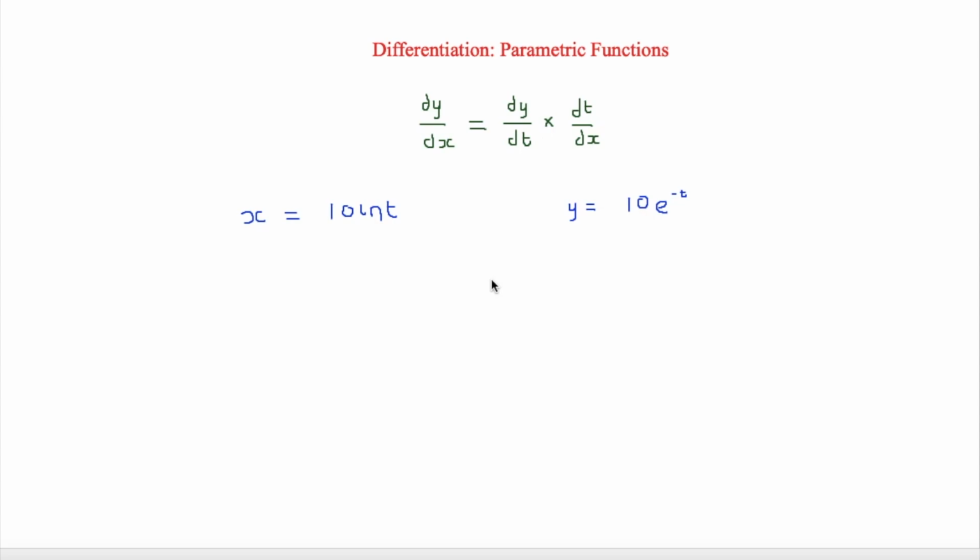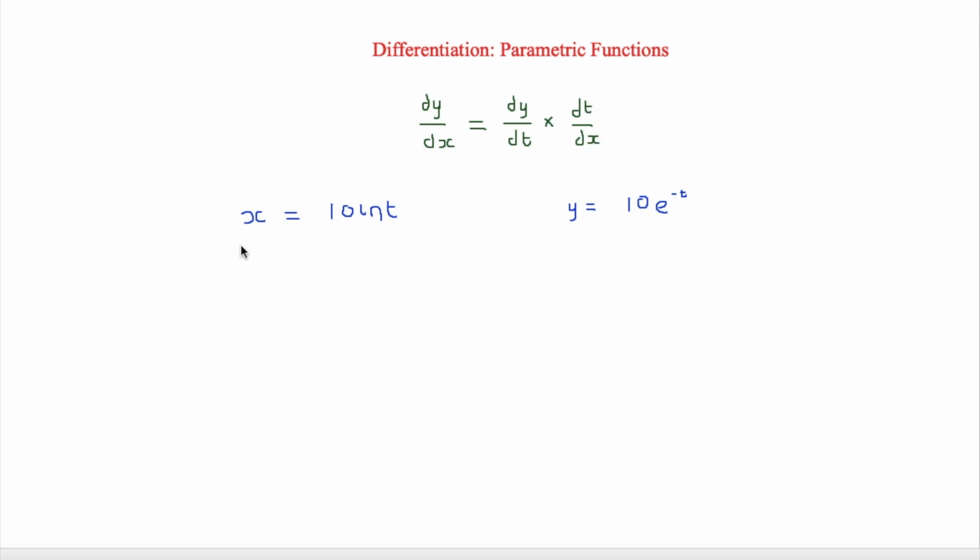This is Mark, and in this video we are looking at differentiation of parametric functions. So in order to do a differentiation of parametric functions, we say that dy over dx is equal to dy over dt times by dt over dx. Now normally it is t, that's time, but we may also see theta, and therefore it would be dy over d theta times by d theta over dx.